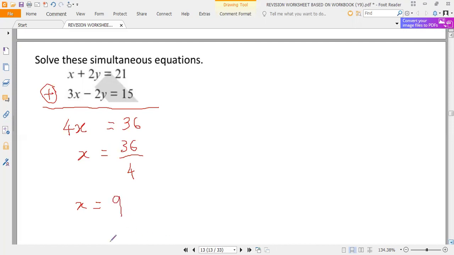So this is one of the answers. x equals 9. Now let us find y. Choose one of the equations that you find easier. In my opinion, the first one is easier, so I'm going to choose it now. x plus 2y equals 21. From our first working, x equals 9. So change x to 9, plus 2y equals 21.